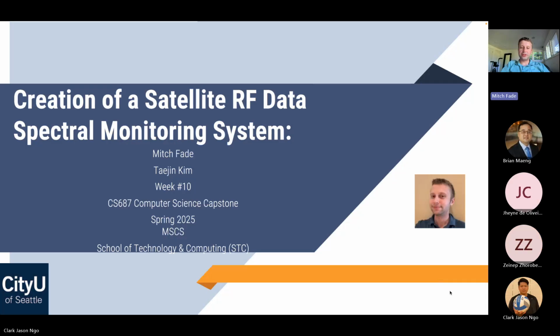or a spectral monitoring system to classify satellite downlink systems. Next slide.